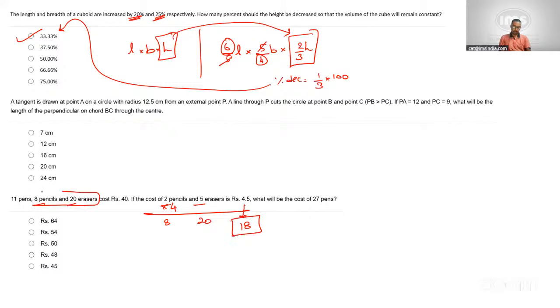So this total portion is 18 rupees. The total is 40. 40 minus 18, I have to take 18 to the other side. I will eventually get 11 pens cost 22 rupees. So if this is extended to 27 pens, I know 1 pen is 2 rupees. So 27 into 2 is 54, which will be the right answer. I guess I'll move to the next bunch of questions.